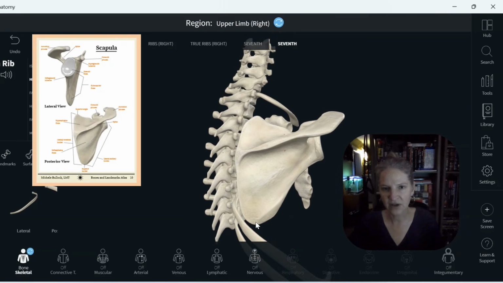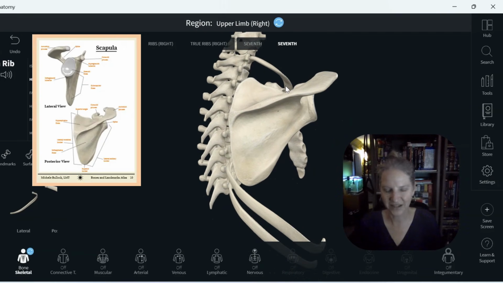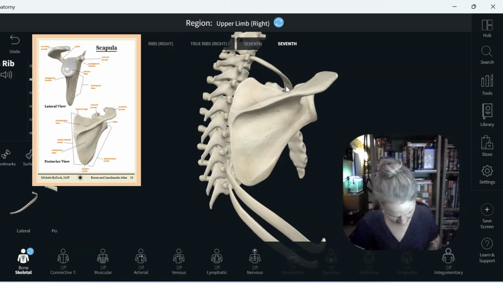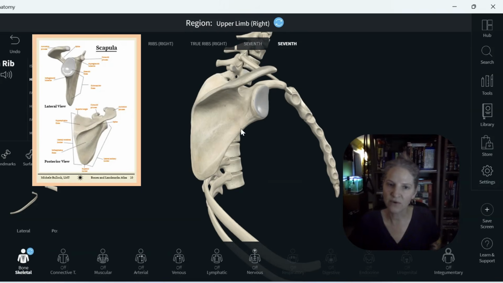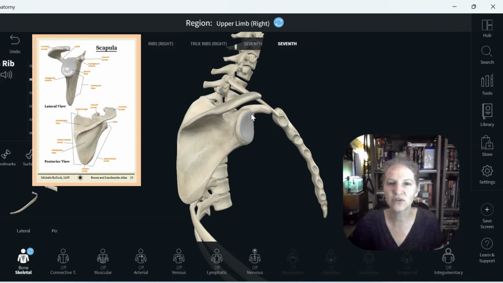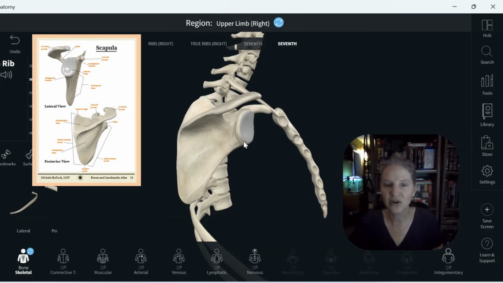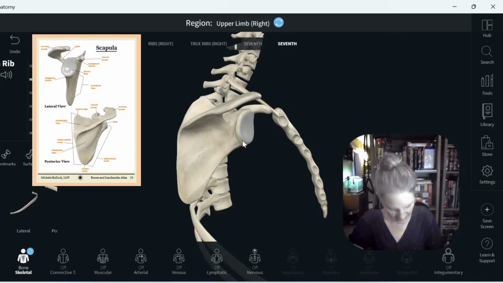Medial border, lateral border, superior angle, inferior angle. Aha. So let's see. I think I got all of it. Oh, another name for the medial border would be the vertebral, and a name for the lateral border would be the axillary border. Supraglenoid tubercle and the infraglenoid tubercle. Yeah, I got it all.